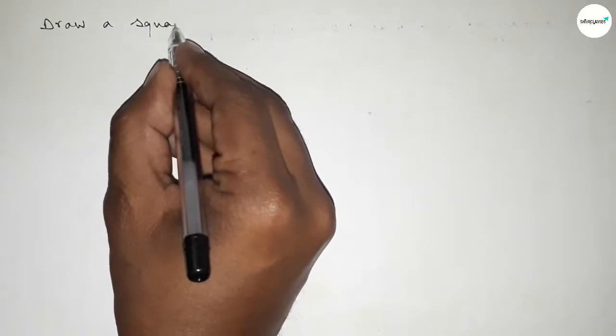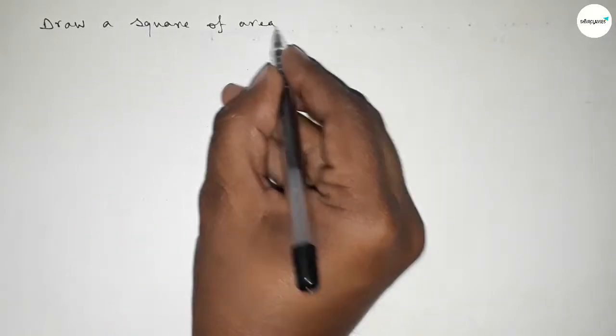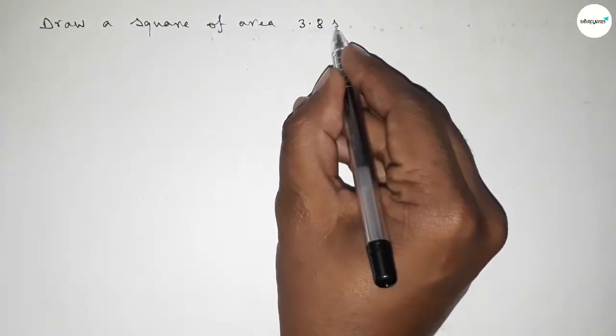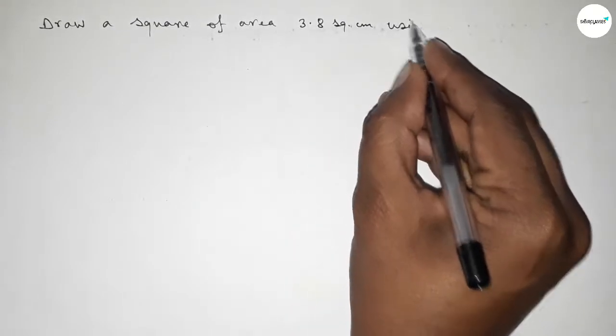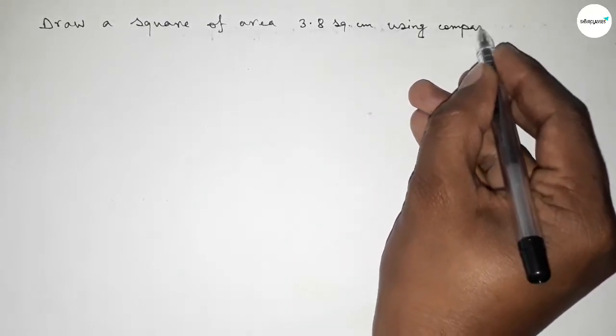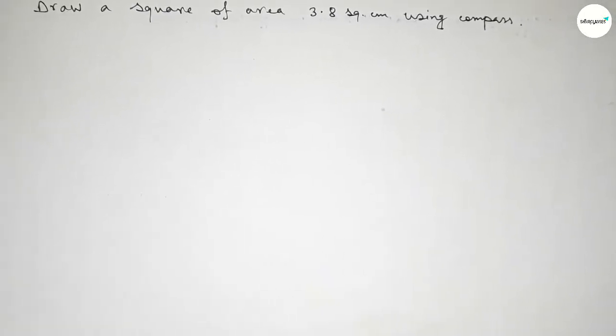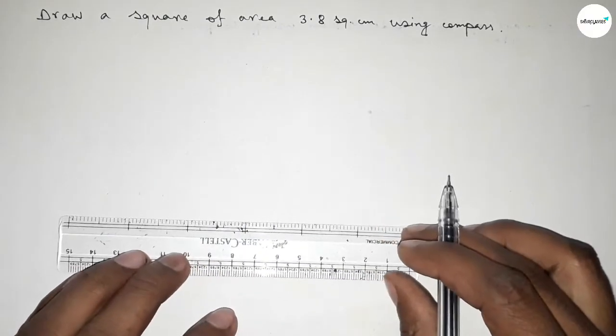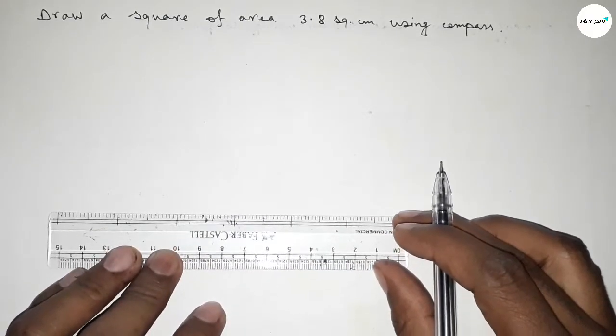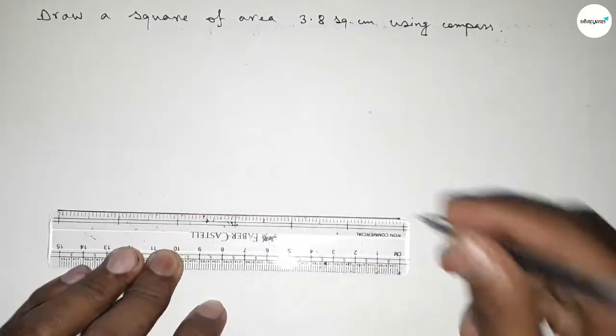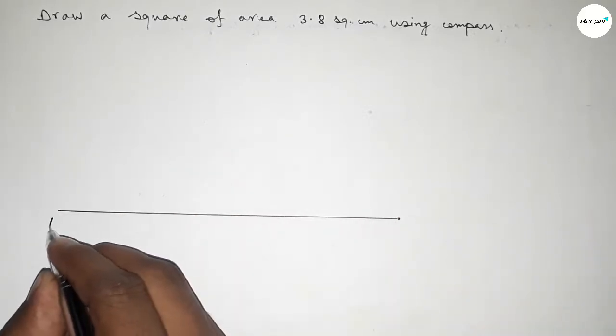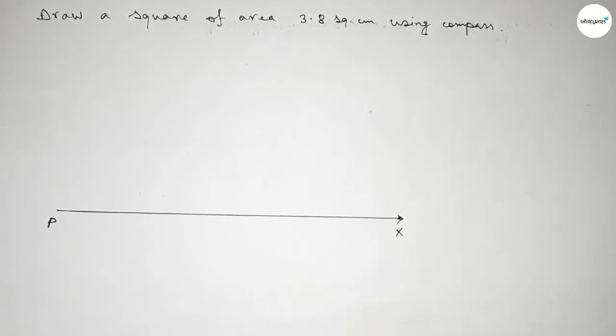Today in this video we have to draw a square of area 3.8 square centimeter by using compass. So let's start the video. First of all, we have to draw a line of any length. So first drawing a line and taking point P and here X.